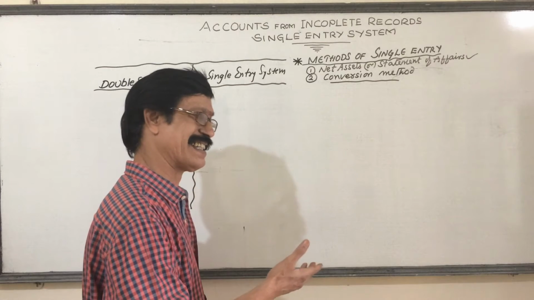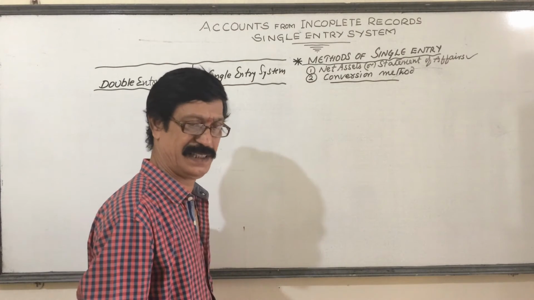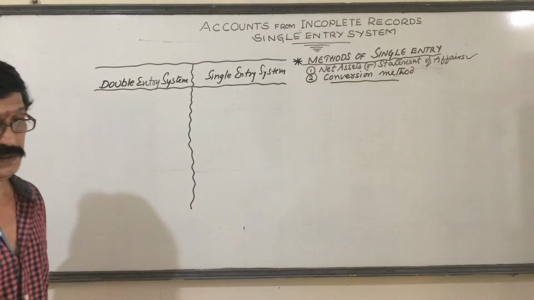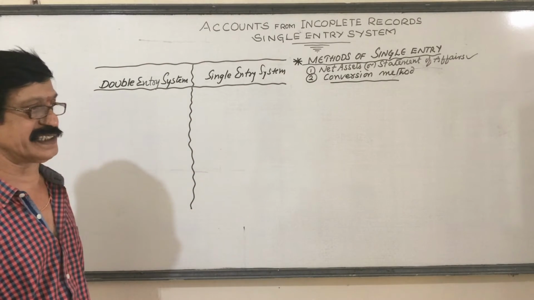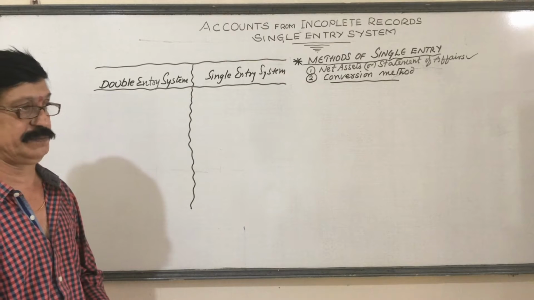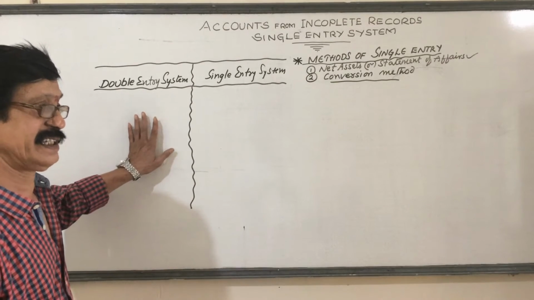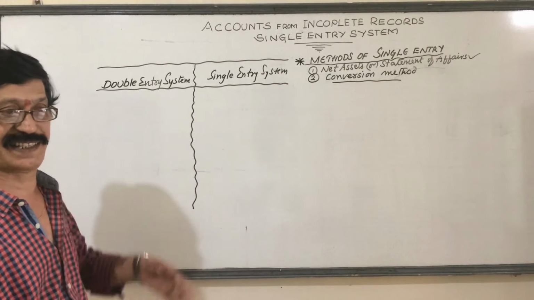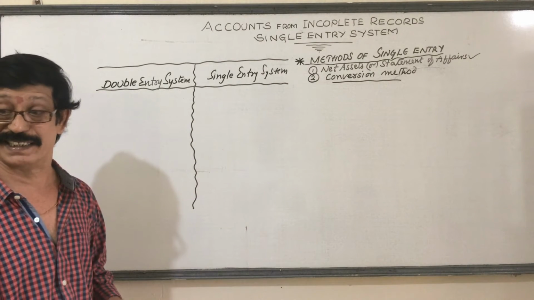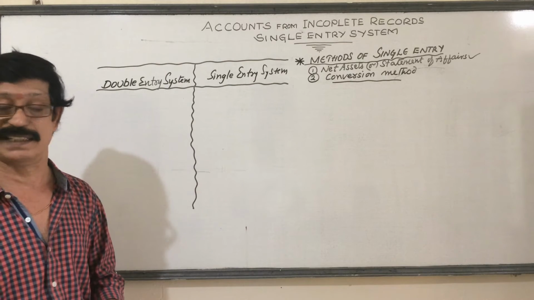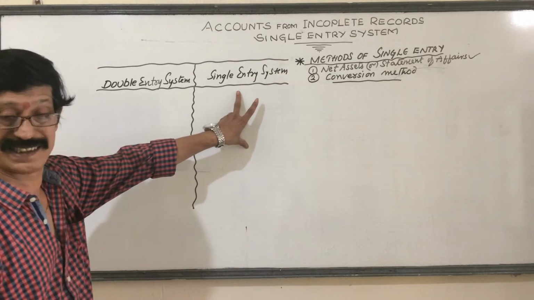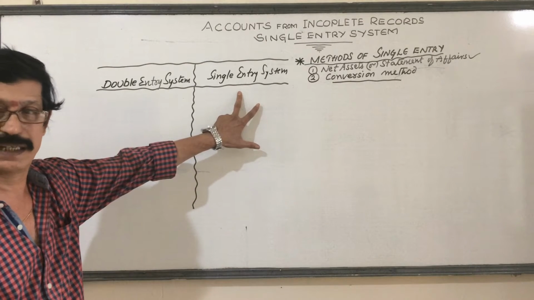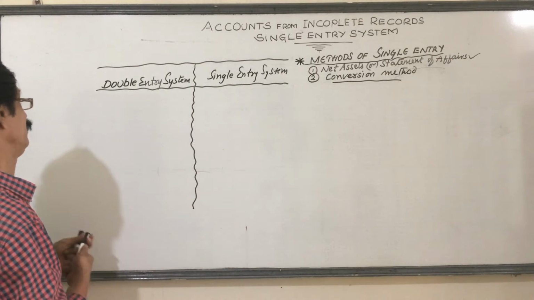Everybody easily understands the method of single entry. But we are now going to learn the difference between the single entry system and the double entry system. The double entry system is a complete record of transactions, also called a scientific and systematic system. But the single entry system is an incomplete system and it is not a scientific system.